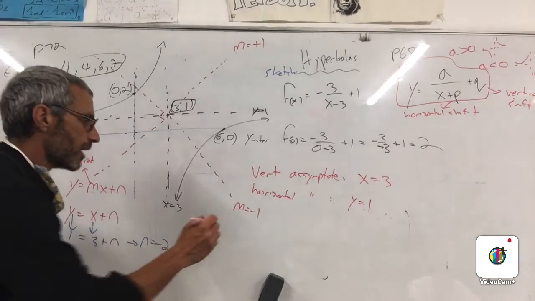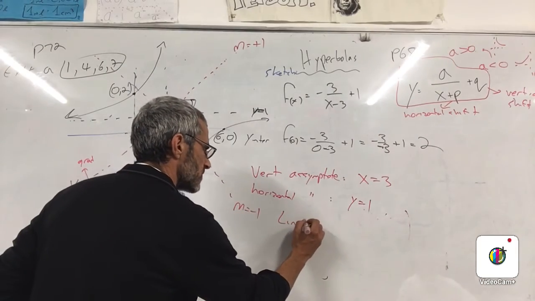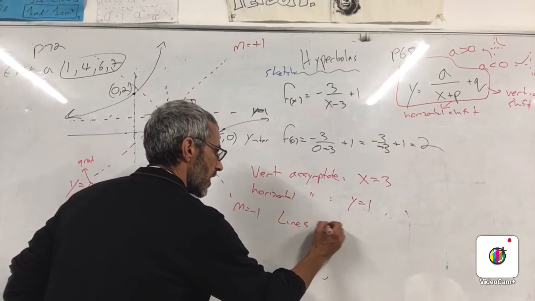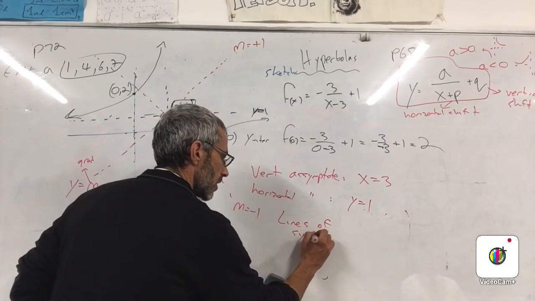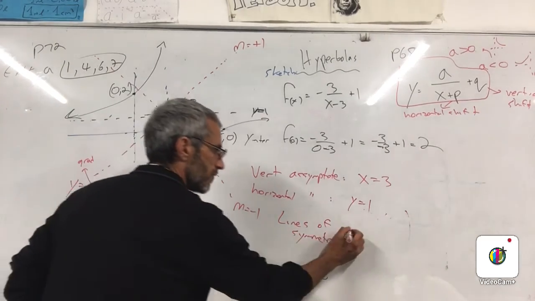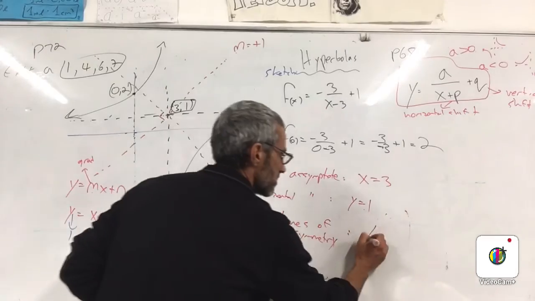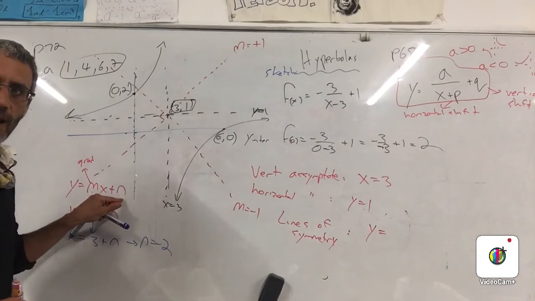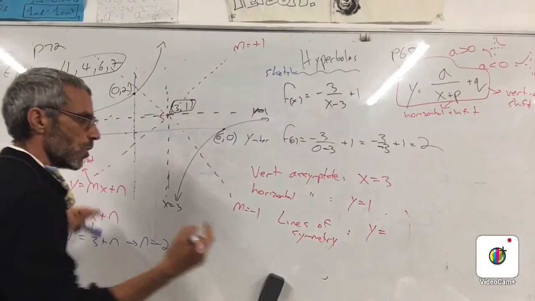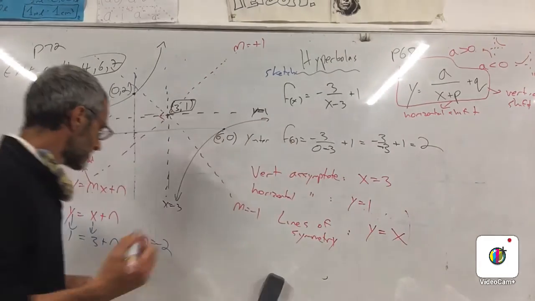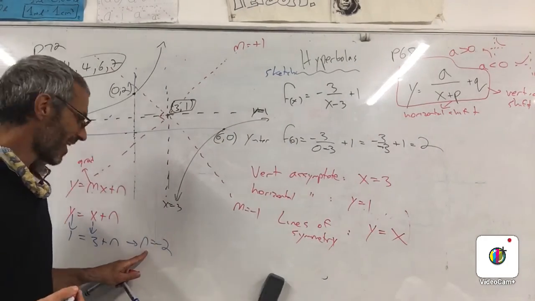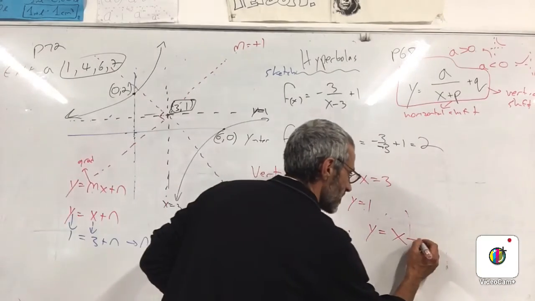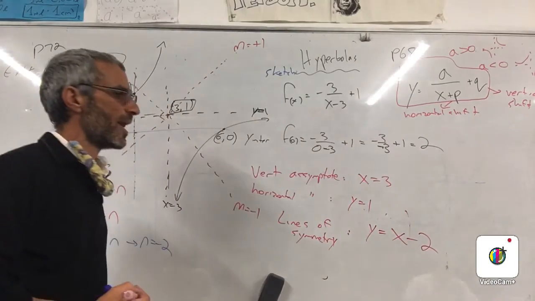If I actually want to write the lines of symmetry now, I'm going to get 2 answers. The first line is y equals mx plus n. I already knew that m is just 1, so it's x plus n. Now I know what n is. N is minus 2. So the first line of symmetry is y equals x minus 2.